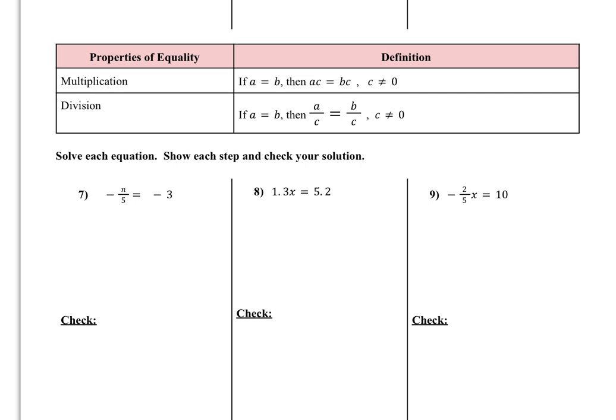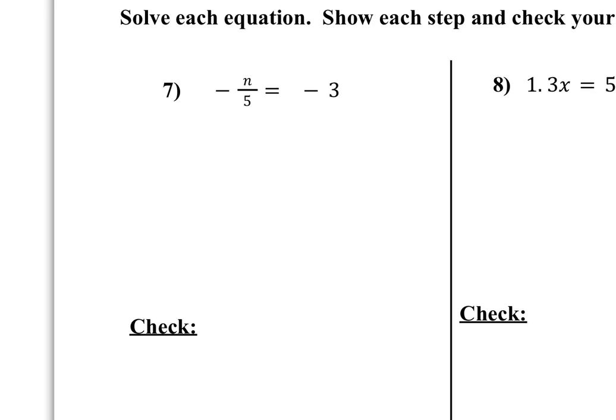And the way we pick it is, well, what's happening with the variable. That's how we choose. So in number 7, we're going to look at this guy. We have -n divided by 5 equals -3.